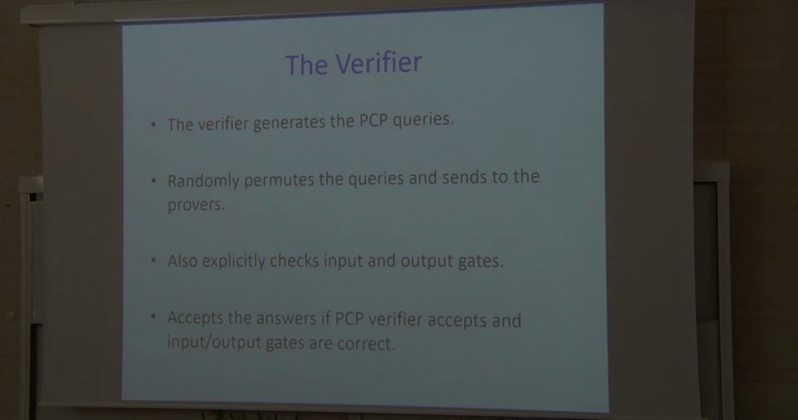The honest provers answer with the points on the PCP, and our verifier accepts if the PCP verifier accepts and the input and output gates are correct. The input gates are supposed to be x, which the verifier just has explicitly, and the output gate, of course, needs to be 1, because the provers are trying to convince us to accept.